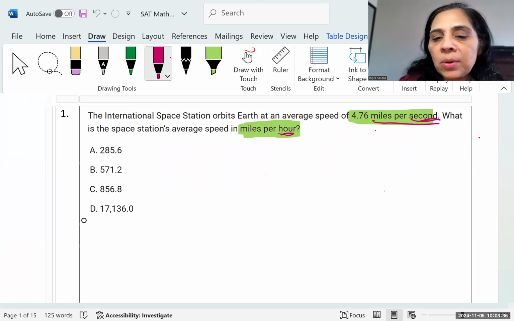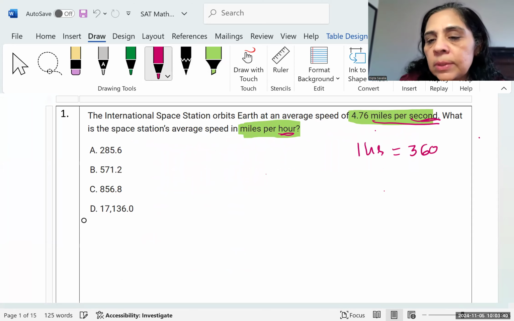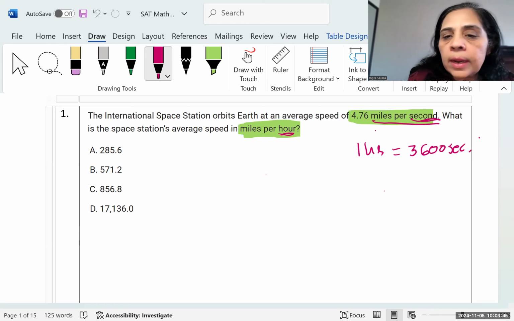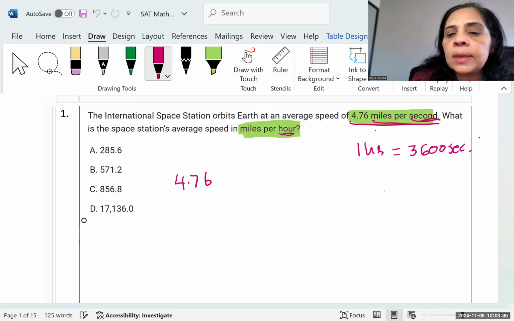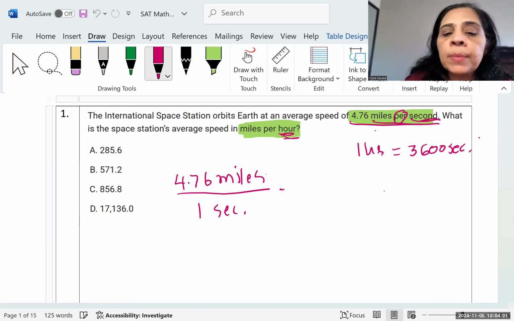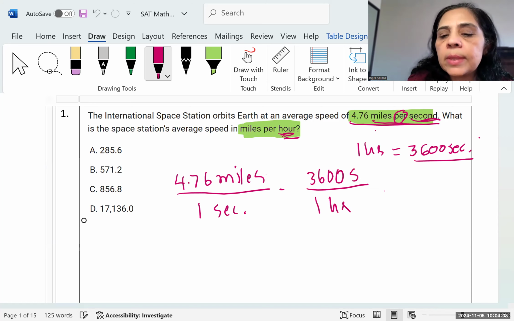So what we knew about? We know 1 hour is 3,600 seconds, right? So now we can just write conversion here. Whatever they give you, 4.76 miles per, that means divide 1 second. So what we want in denominator, we want hour, right? So we can write hour in bottom, 1 hour and 3,600 seconds.